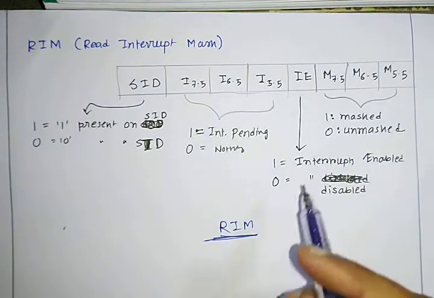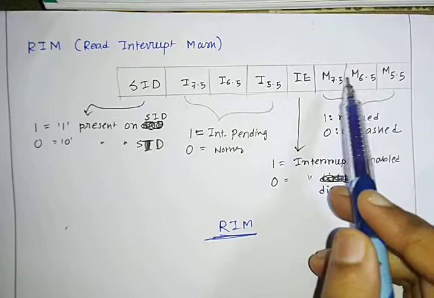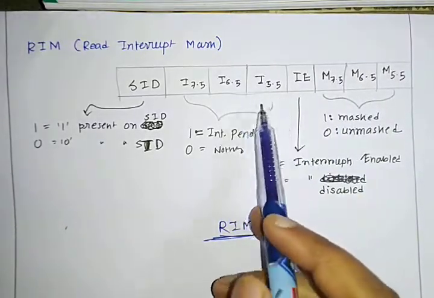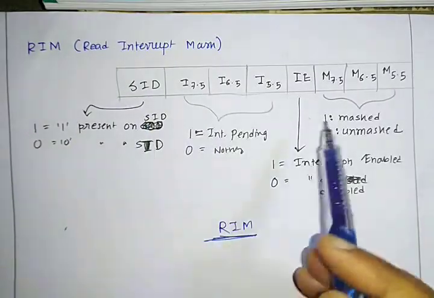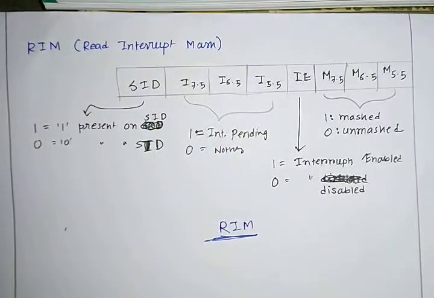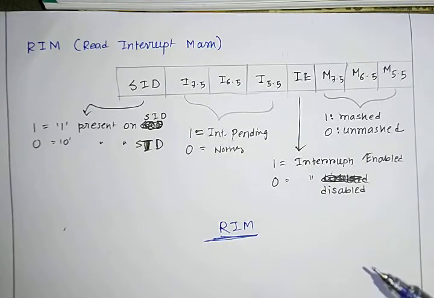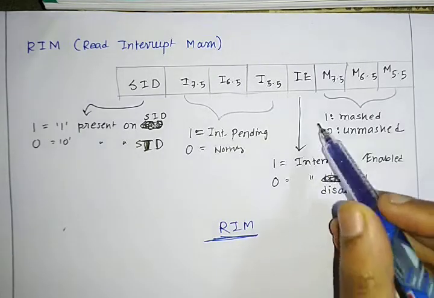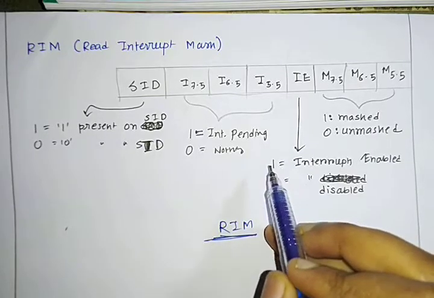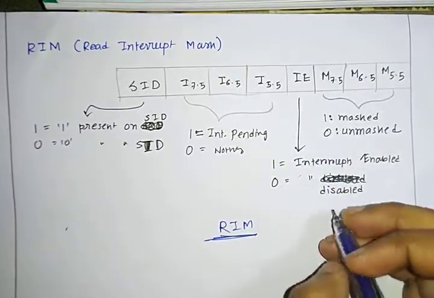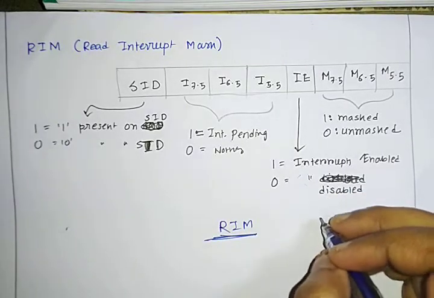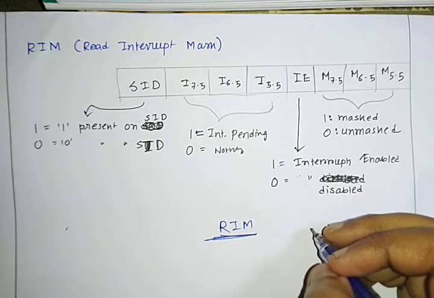What are the pins? M5.5, 6.5, 7.5, IE, then there is I5.5, 6.5, 7.5 and SID. First let's start from IE. IE is interrupt enable. I think you already remember that in IE I've used that INTE flip-flop. So when there is 1, it means interrupts are now enabled. If that pin is 0, if it shows 0, then this means the interrupts are disabled, so no operation can be performed.